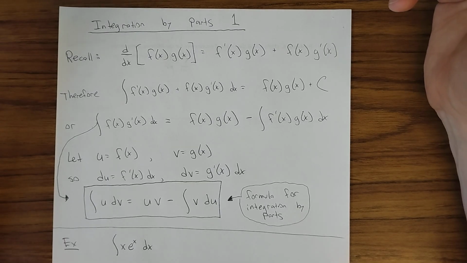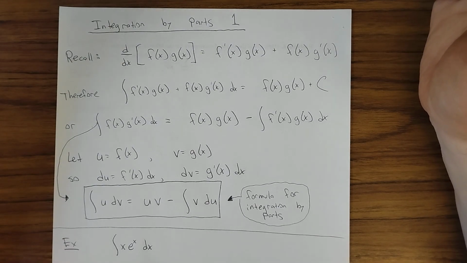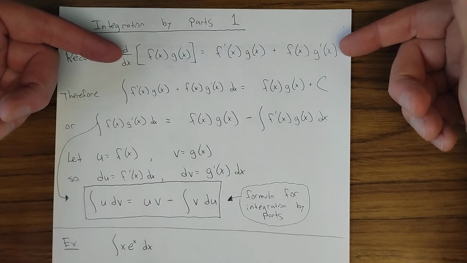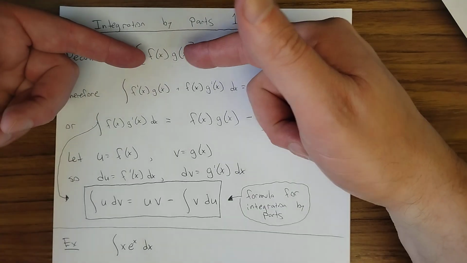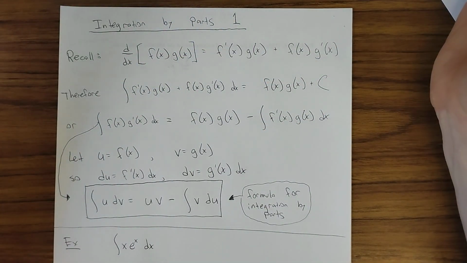In a manner of speaking, integration by parts is as close as we can get to a reverse product rule. If you remember the product rule from Calc 1, the product rule is for when you're trying to do the derivative of a function times another function, and it gives you this nice formula for it.